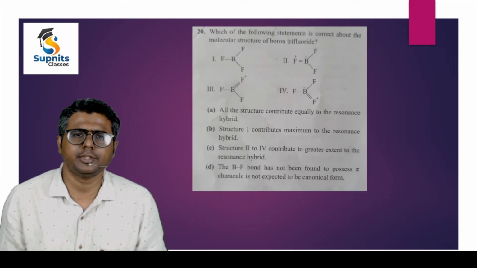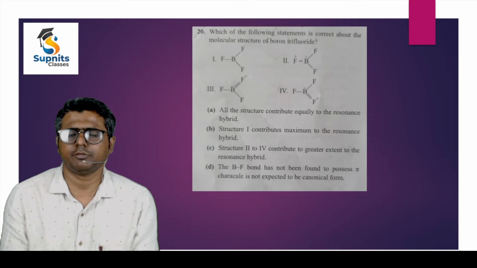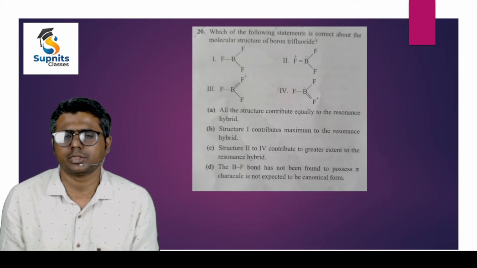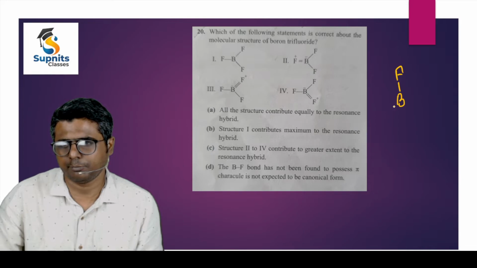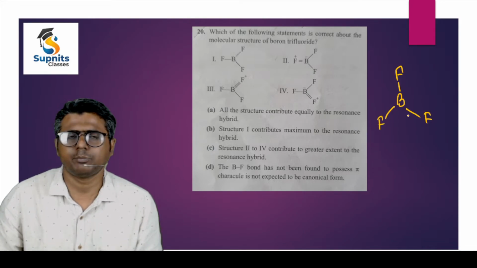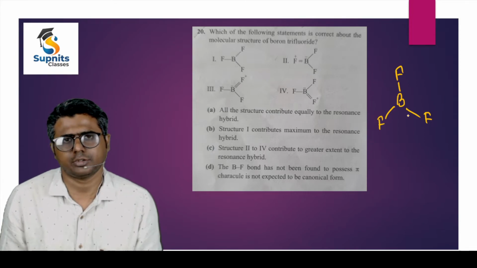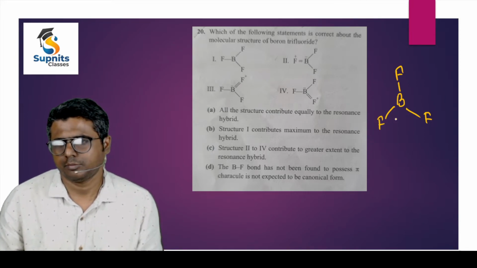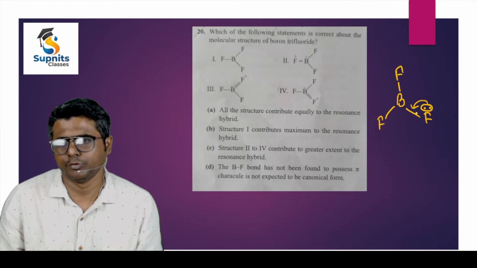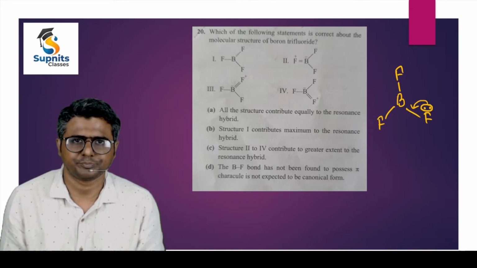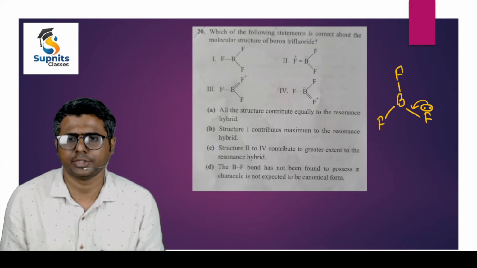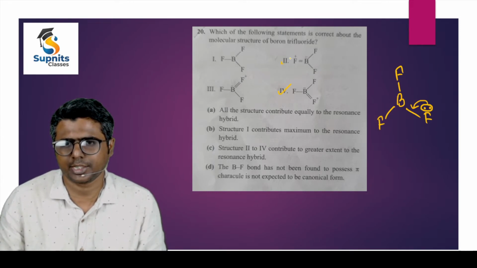Okay, this is another nice question. Let us see this one. Which of the following statements is correct about the molecular structure of boron trifluoride? In boron trifluoride, one of the important points in the study of this compound is that boron does not form an octet. So to gain an octet, boron accepts the lone pair from the fluorine to form a special kind of bond which we call back bonding. So hence this kind of structure appears.